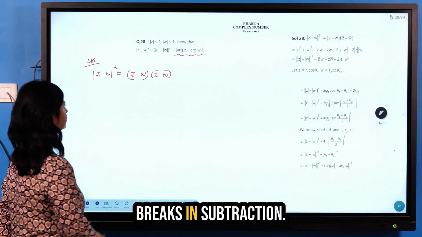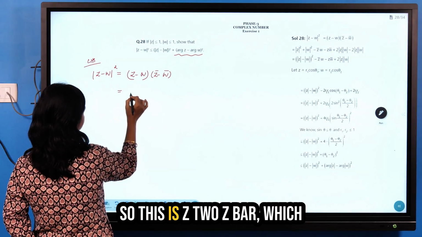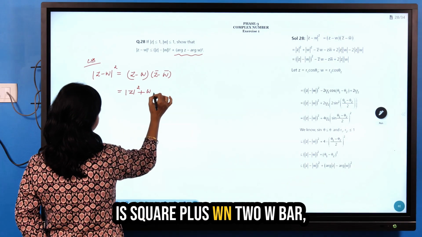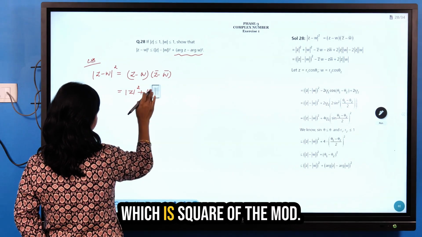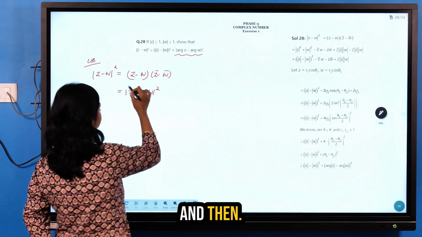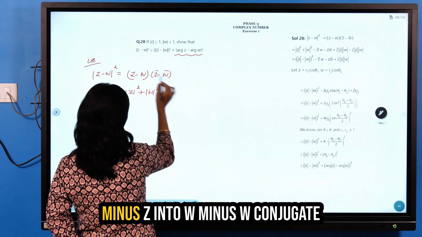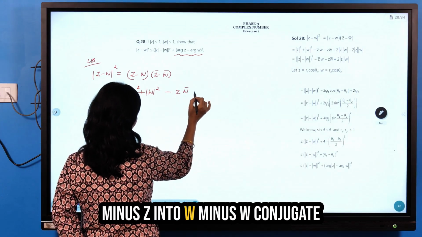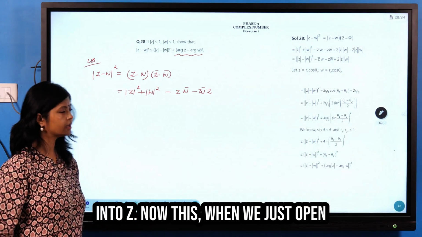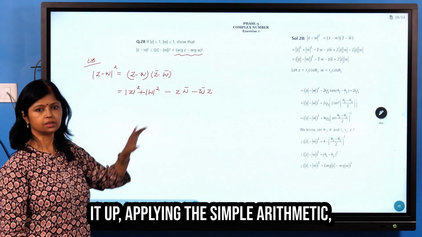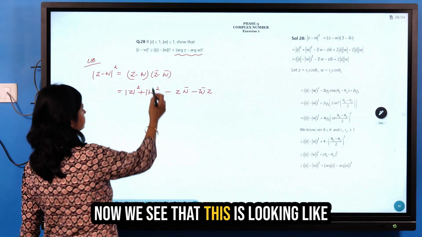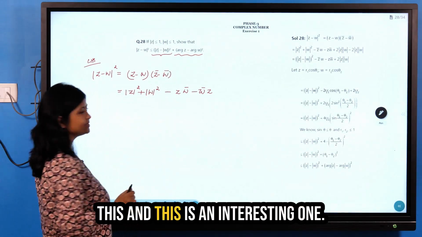Conjugate breaks in subtraction. So this is z into z bar, which is the square of the mod, plus w into w bar, which is square of the mod, and then minus z into w bar minus w into z bar. Now this, when we just open it up, applying the simple arithmetic, now we see that this is looking like this. And this is an interesting one.